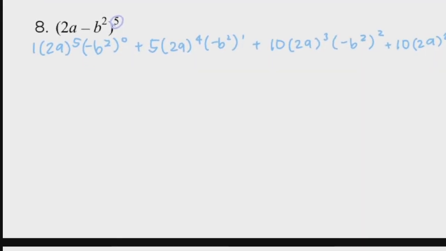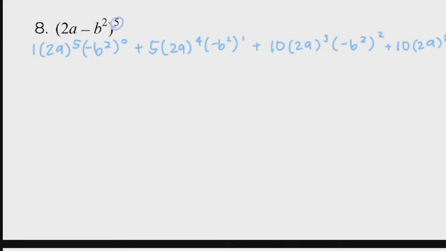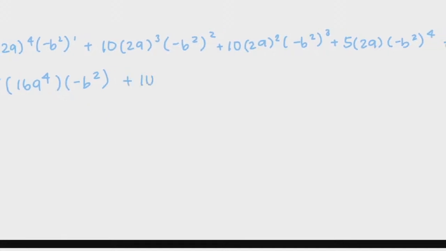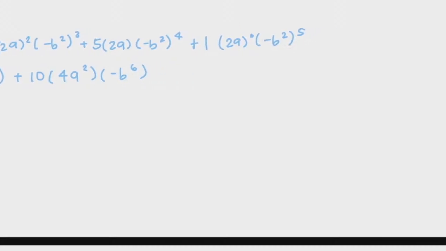Okay, next we're going to multiply out all the exponents, so that would be 32a to the 5th times 1, plus 5 times 16a to the 4th times negative b squared, plus 10 times 8a cubed times b to the 4th, plus 10 times 4a squared times negative b to the 6th, plus 5 times 2a times b to the 8th, and then plus 1 times negative b to the 10th.